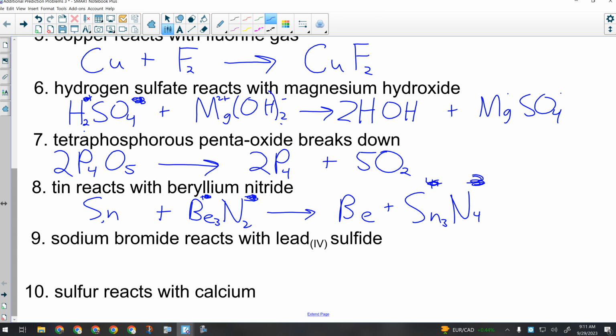Now we've got some balancing to do. 4 is the biggest number, so we should probably start with that. That's on nitrogen, so I'm going to put a 2 here, which gives me 6 berylliums, and I need to put 3 in front of this to balance the tins. Now I think it works. Okay, done number 9.